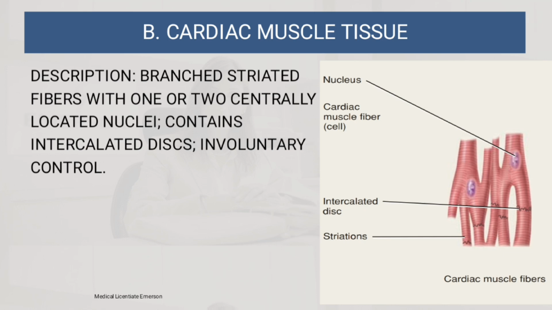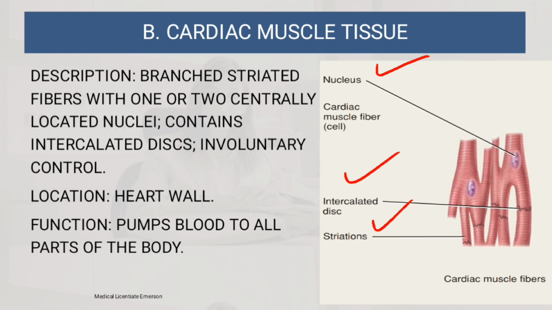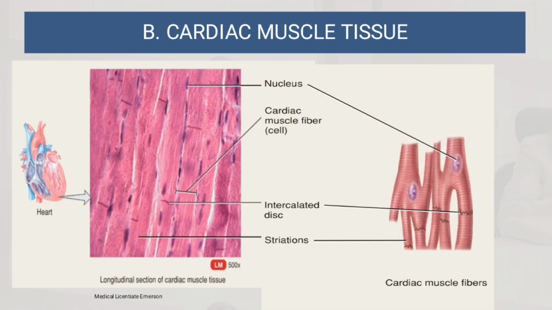So we are done with skeletal muscles. Let's now talk about the cardiac muscle tissue. The cardiac muscle tissue has branched striated fibers with one or two centrally located nuclei and contains intercalated discs, and they are of involuntary control. So intercalated discs, striated, and with one or two centrally located nuclei. That's the description. Okay, then the location is the heart wall. Then the function is to pump blood to all parts of the body. This is the longitudinal section of the cardiac muscle tissue.